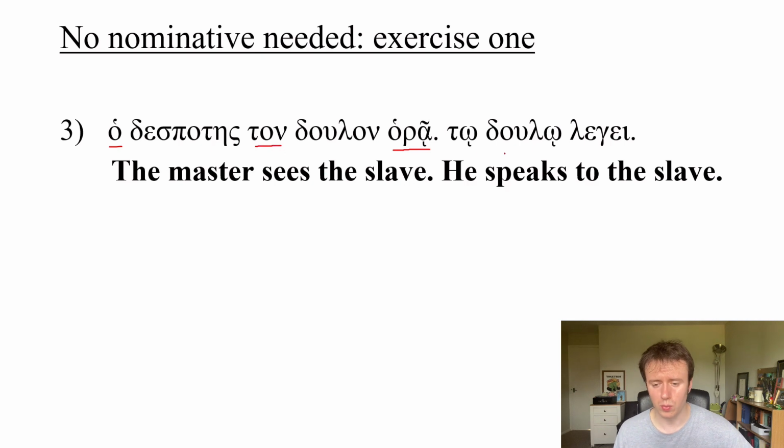Then we had toi douloi lege. Now in the second sentence, lege means he, she, it speaks or is speaking, and then toi douloi is the slave in the dative, meaning to the slave, as indicated by the masculine dative singular definite article. But here we know, in the case of lege, who exactly is doing the speaking out of the he, she, or it. We know from the context that it's going to be the master. And so we would say, he speaks to the slave, because we know that it's going to be him in all probability, given that he's just seen the slave. So it's the master sees the slave, he speaks to the slave.